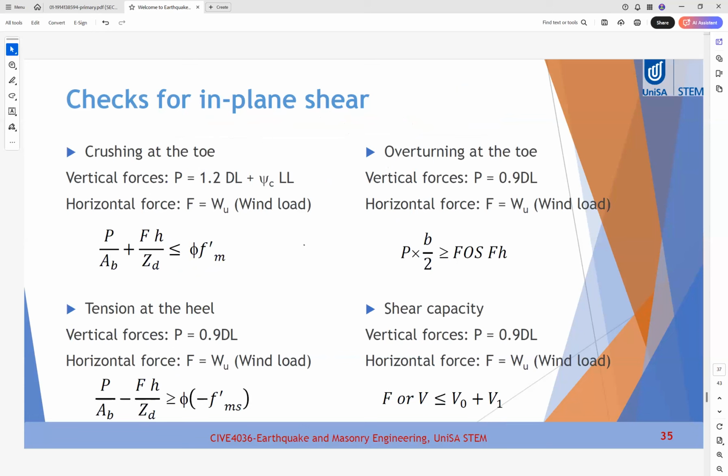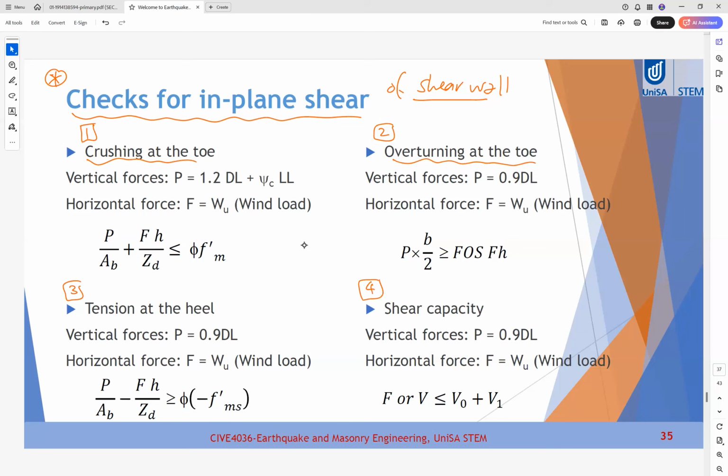So this is what I was talking about. What checks are needed for in-plane shear of a shear wall? If you have in-plane shear, you might have 4 failure modes you need to check. The first one is crushing at the toe. Second one is overturning at the toe. Third one is tension at the heel. And the fourth is shear capacity.